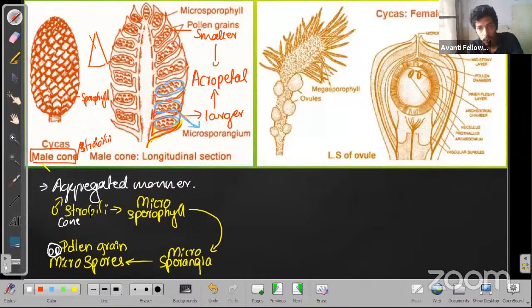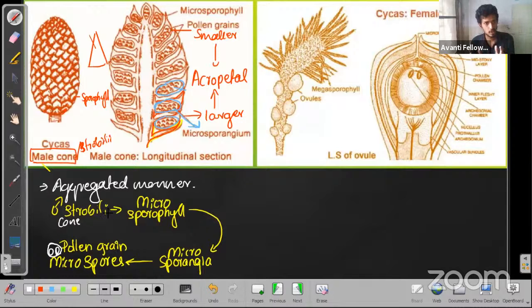Pollen grain. Grain means a powder-like substance. I'm not sure where that particular word pollen came from. Grain means what? Powder-like substance, right? The word pollen probably came from a flower or something. I'm not sure about it. I will check once. It's a Latin word, right?